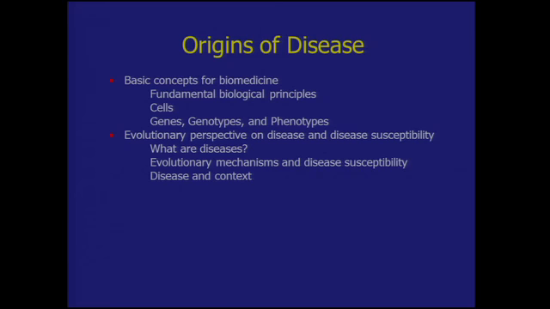Then we're going to talk about diseases and how they come about, the origins of diseases from an evolutionary perspective. We're going to define diseases, address some of the evolutionary factors that influence disease susceptibility, and then talk about the fact that disease and how to interpret the importance of a disease sometimes depends on the context.